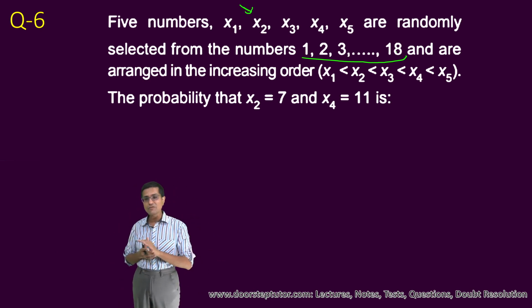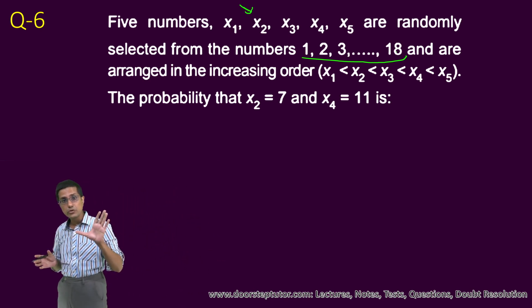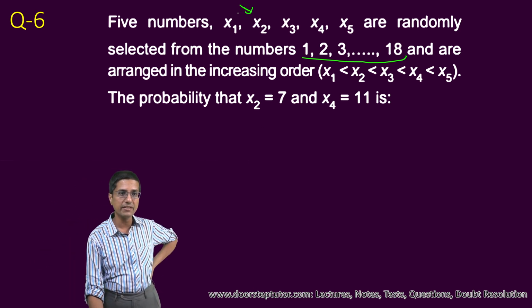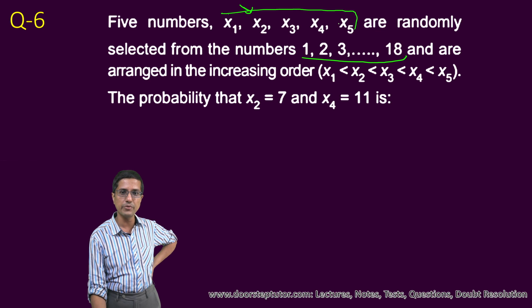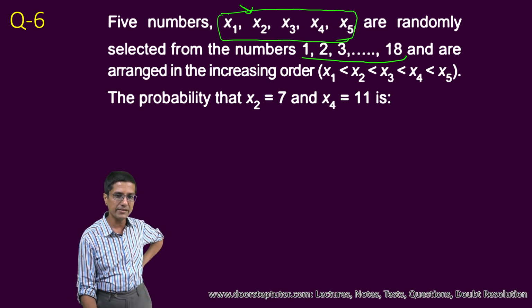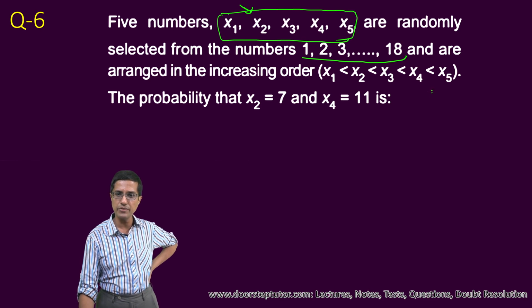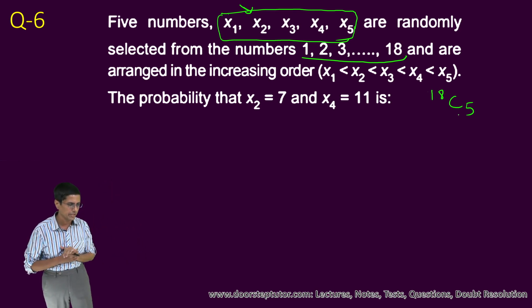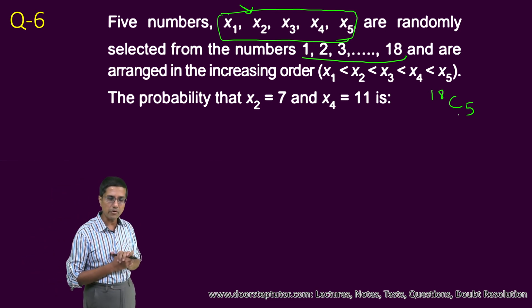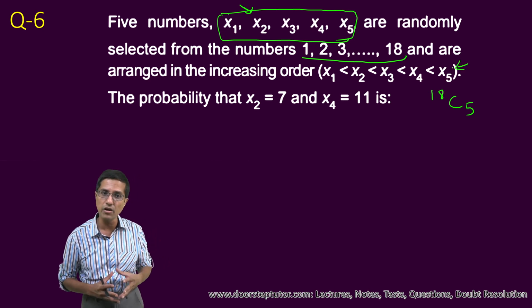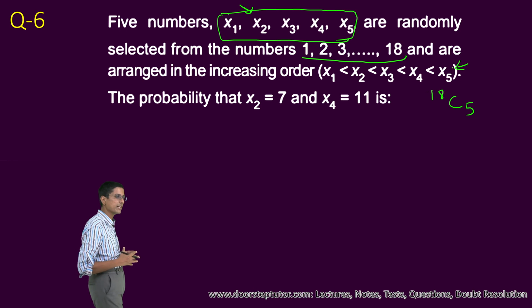But in this case, what has happened is that we are choosing the numbers. Let's say that from this set, I have picked these numbers x1 to x5. These have been chosen, and the number of ways in which this can be done is 18C5. That is simple. That is something that we already know. But of course, when I arrange them in increasing order, then there is only one possible arrangement that I am dealing with.